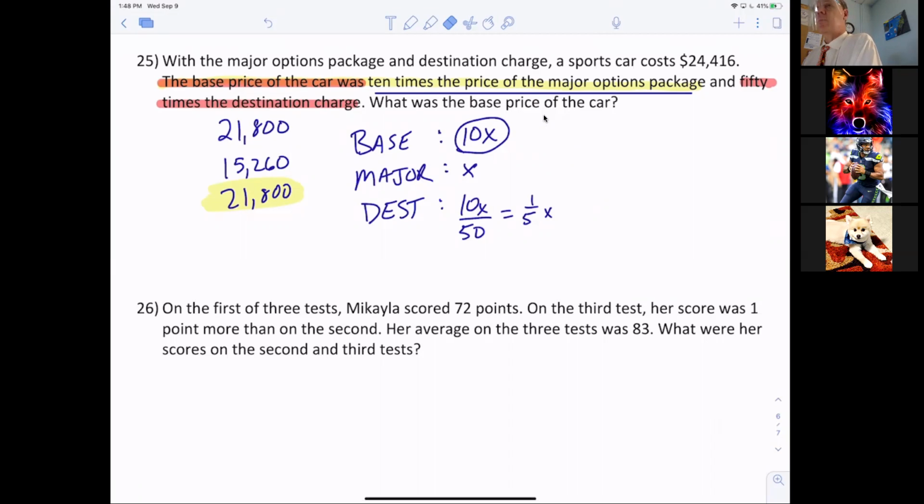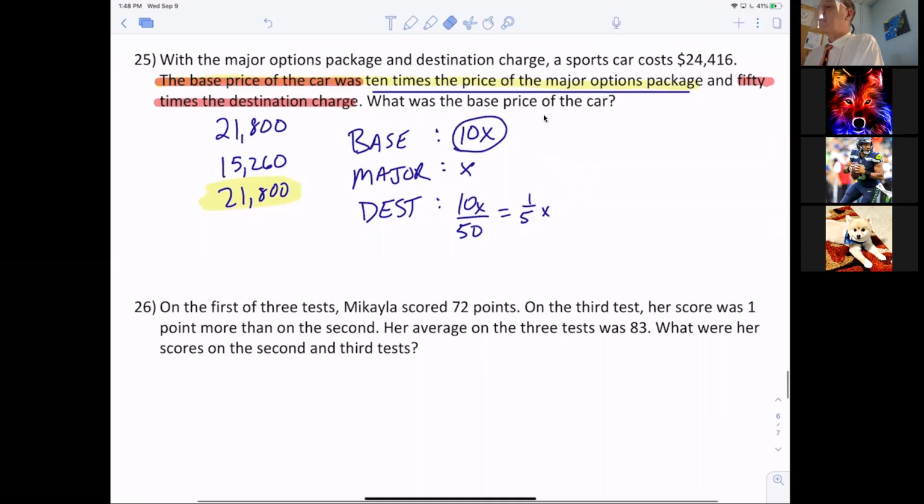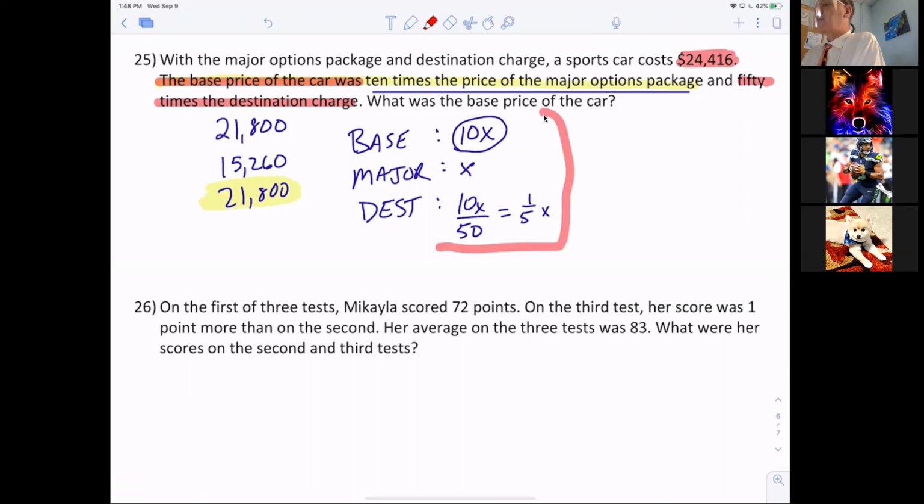Yes, of course, it's okay to do it differently. You got the same answer, so you're right. But from this information, the total for everything cost $24,416. So what am I supposed to do with all three of these? Add them up. So the question is, what is 10x plus 1x plus 1/5 x?